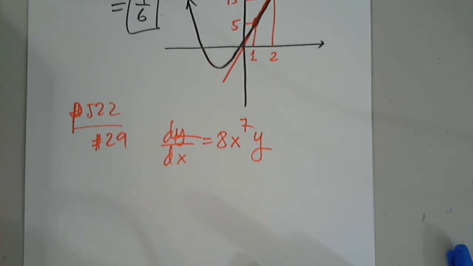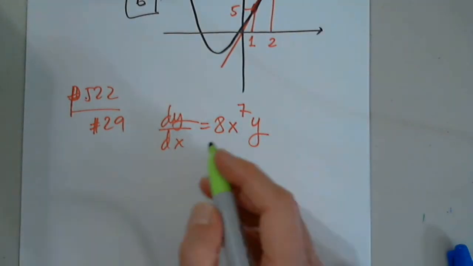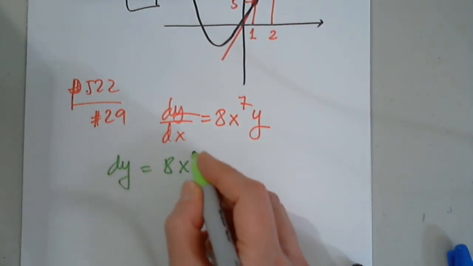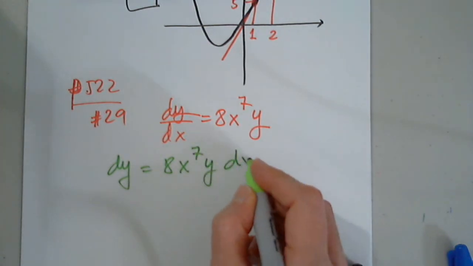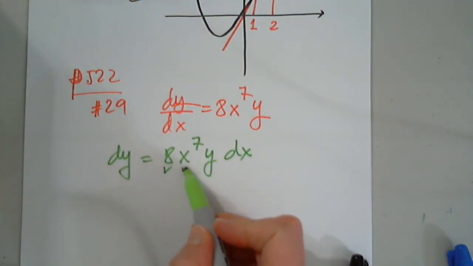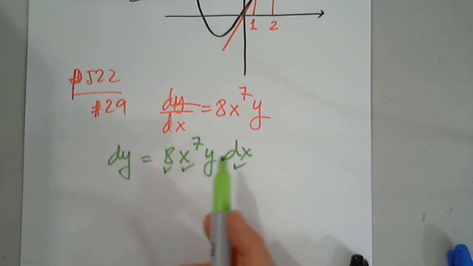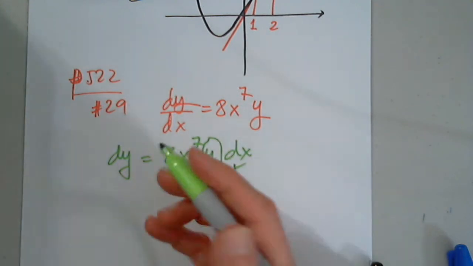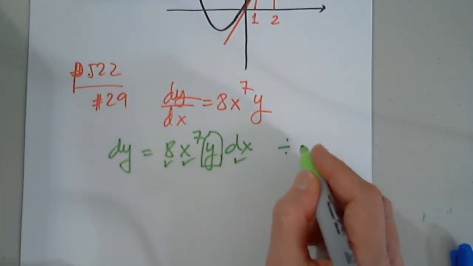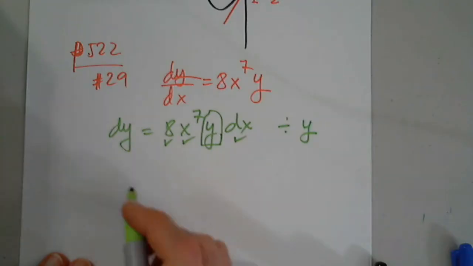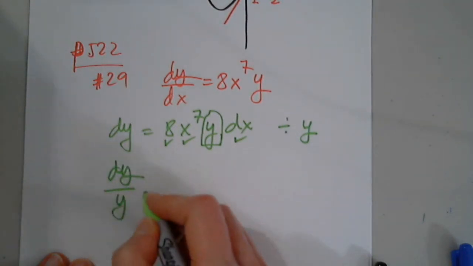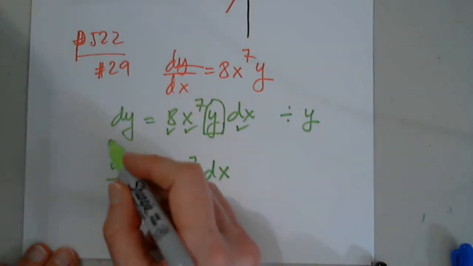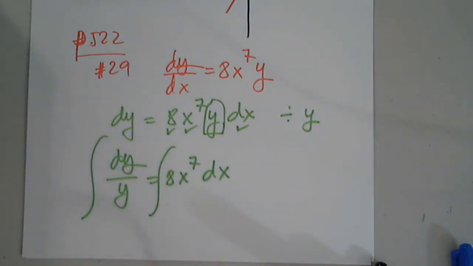Separating. Yes, awesome. So what you can do first is just cross multiply, and you get 8x to the 7th y dx. You will keep these here because they are all with x and the constant can stay, but this has to go. The only way I can make it go is to divide both sides by y. So then I have dy over y equals 8x to the 7th dx. And now, only now, we will integrate.